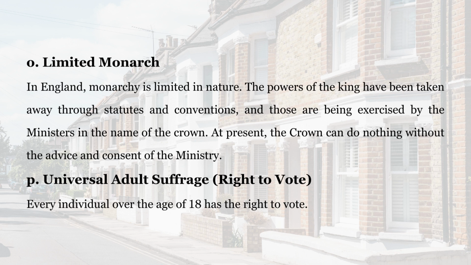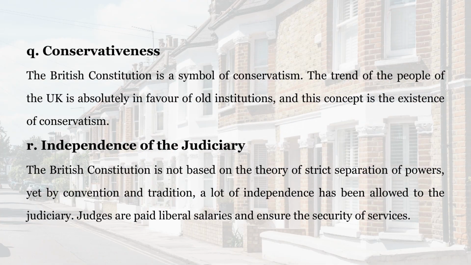P. Universal adult suffrage, right to vote. Every individual over the age of 18 has the right to vote. Q. Conservativeness. The British Constitution is a symbol of conservatism. The trend of the people of the UK is absolutely in favour of old institutions, and this concept is the existence of conservatism.